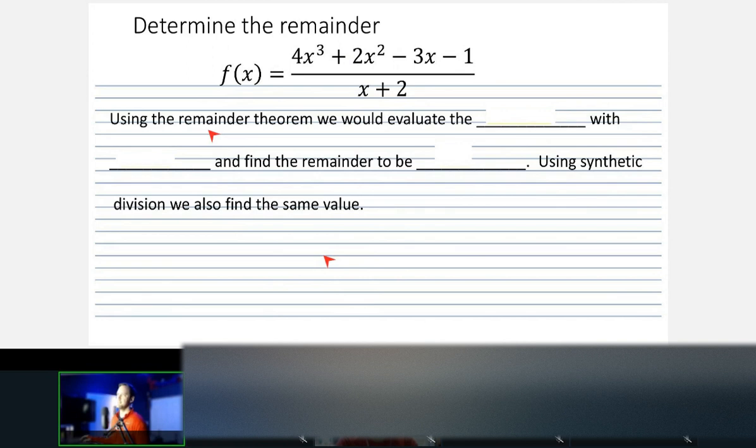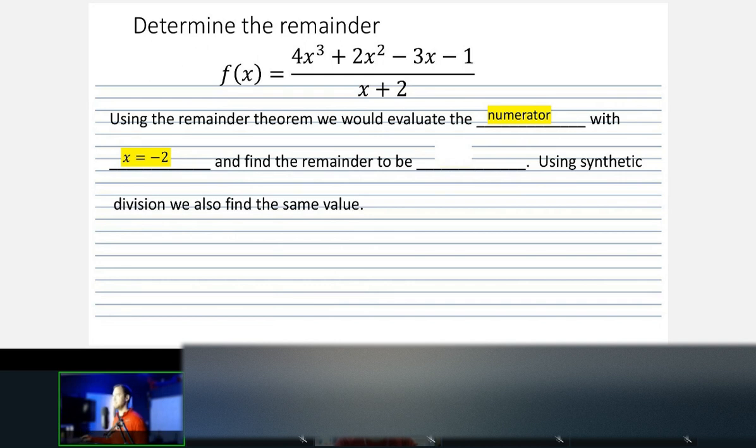So we got this problem. It says using the remainder theorem, we could evaluate the numerator with what? Any ideas? With x equals -2. Yeah. Make sure you're specific on this one. Remember, it's not just saying -2.